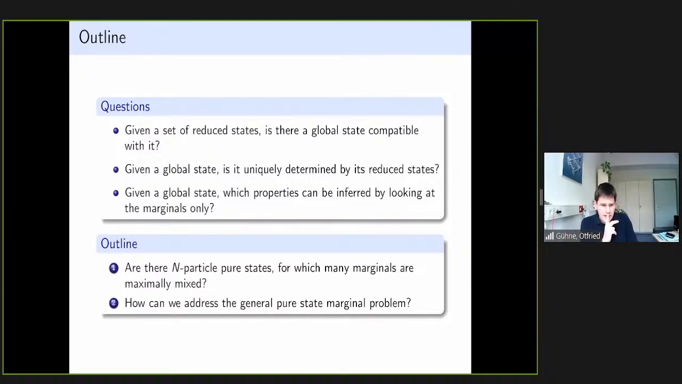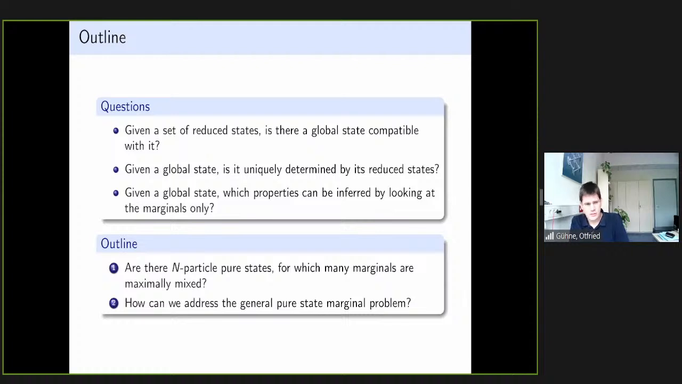Then, another question: if you already have a global state, you can ask, is it uniquely determined by its reduced states? This is essentially the question that I mentioned, for instance, from the Linden, Popescu, and Wootters paper, where they could prove it in some sense. And this is, of course, related to the question, can I engineer my state by engineering some Hamiltonian? And finally, you may look at global properties of a large state, like entanglement, for instance, and ask what I can say about these global properties by just looking at the marginals.